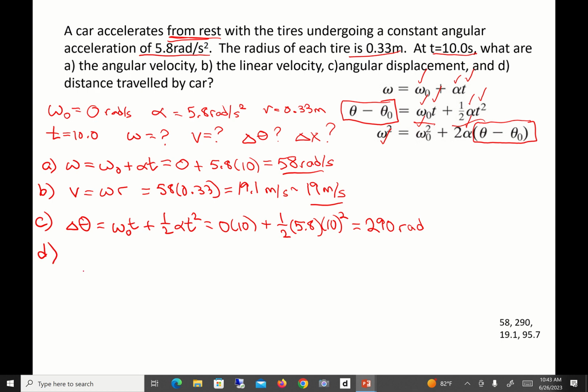And then part D, what's the distance? Delta x is again related by the radius, it's delta theta times r. So it's 290 times 0.33, which is 95.7. I need to round that to 2 sig figs, so it's 96. And the units for linear distance is meters. Okay, so that was pretty straightforward. That was mostly just definitions and straight plug and chug.